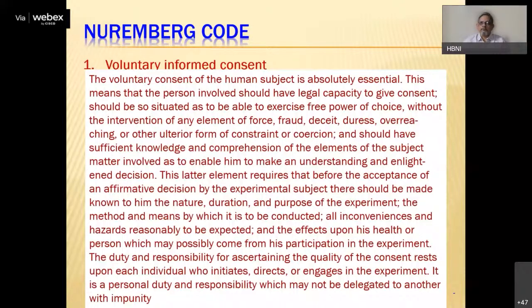Then the method and means by which it is to be conducted, and all inconveniences and hazards reasonably to be expected. Then the effects upon the health of the person which may possibly come from his participation in the experiment. And the duty and responsibility of ascertaining the quality of the consent rests upon each individual who initiates, directs, and engages in the experiment. It is a personal duty and responsibility which may not be delegated to any other person with impunity. So this is what is called voluntary informed consent.